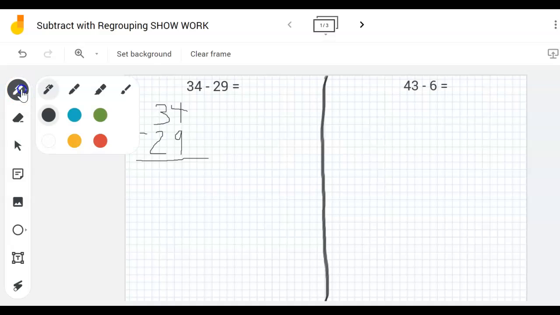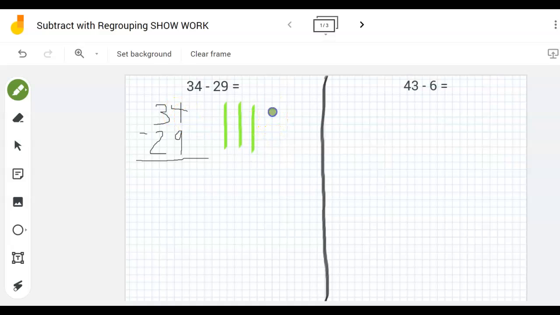The next step is to draw it out. So let's pick a different color. Let's do green, and let's go a little bit thicker. We'll use the highlighter. So you're going to draw the number 34. You're only going to draw 34 because this is the whole number and we're going to take part of it away. So we don't want to draw the second number. So let's draw 34. We have 3 tens: 10, 20, 30, and we have 4 ones: 1, 2, 3, 4.